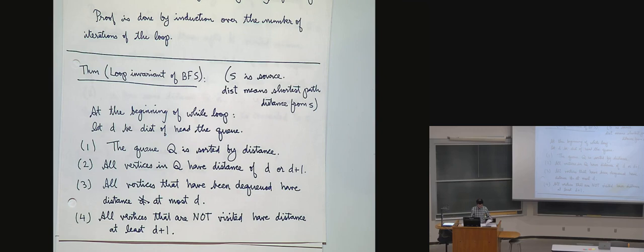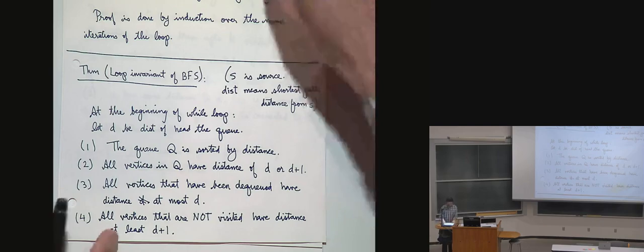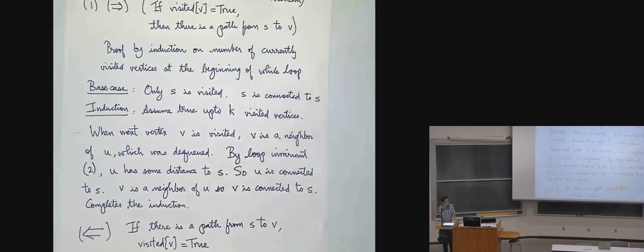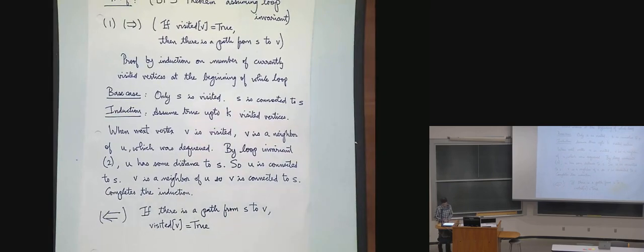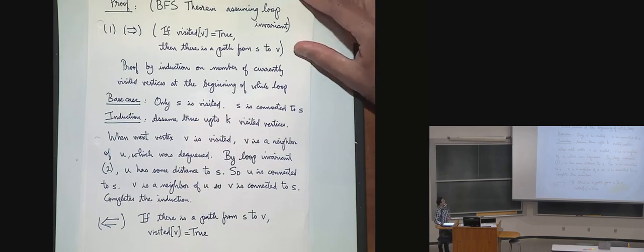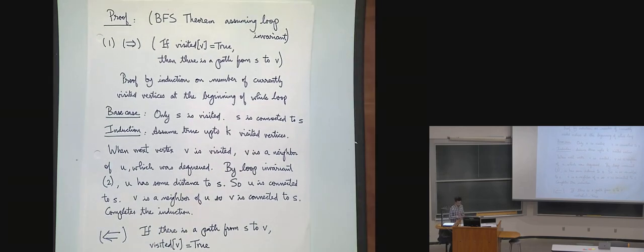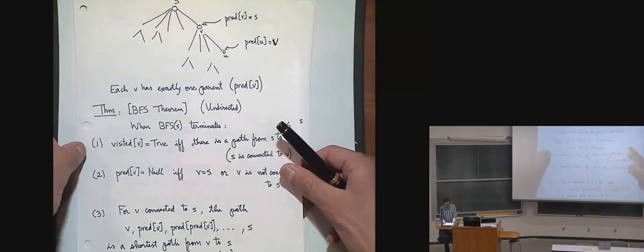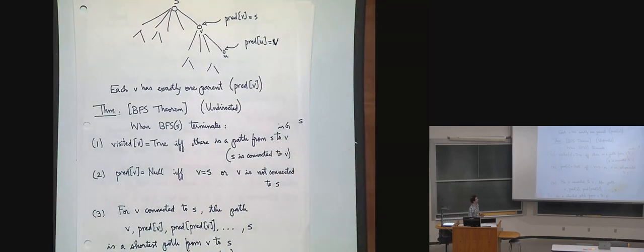So let me just make sure I have everything I need. Okay. Just to quickly go over this, we said the BFS theorem, assuming the loop invariant. So we're going to prove that. We have three statements to prove, statements 1, 2, and 3. So there are going to be three parts of the proof, and in the first and second part there's an if and only if. That's actually two statements in itself. So you have to say, if visited is true, then there is a path from S to V. If there is a path from S to V, then visited is true. So you have to argue both these sides.